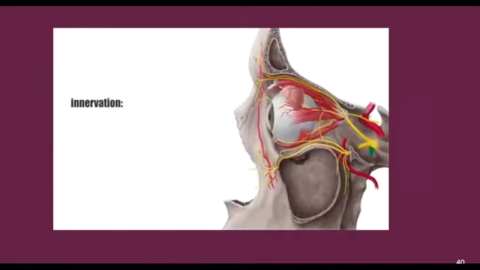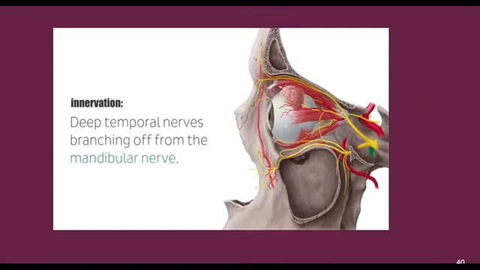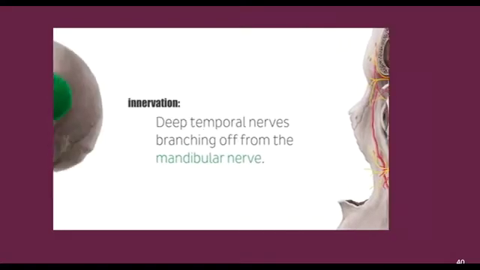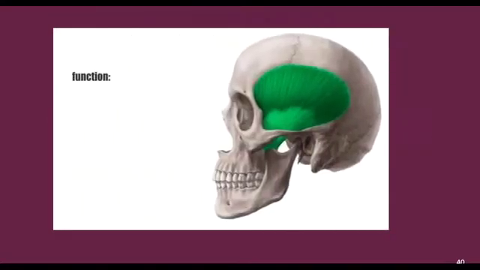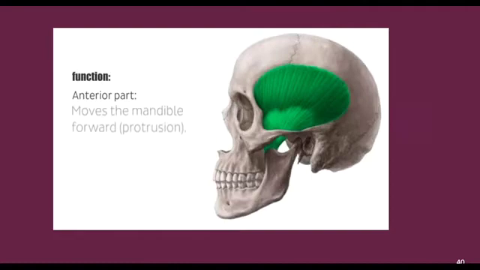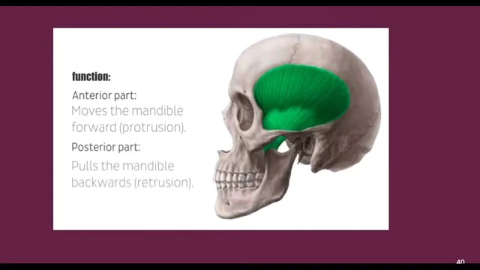Nerve supply: it is supplied by the deep temporal branches of the anterior trunk of the mandibular nerve. And blood supply is the deep temporal part of the maxillary artery. The functions of the temporalis muscle. The anterior part moves the mandible forward, also known as protrusion, and the posterior part, which runs horizontally, pulls the mandible back, also known as retrusion. The activation of the entire muscle moves the mandible dorsocranially, leading to strong jaw closure or elevation.